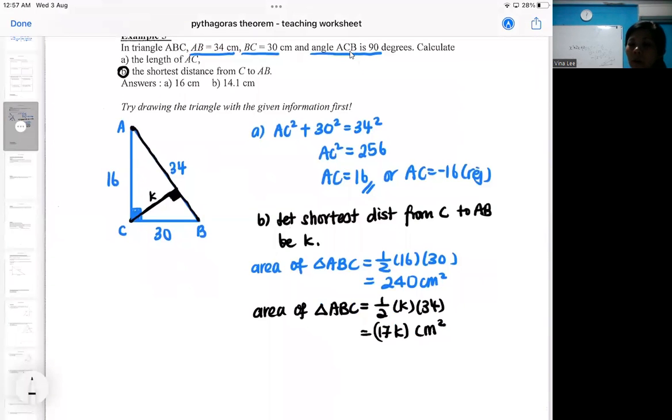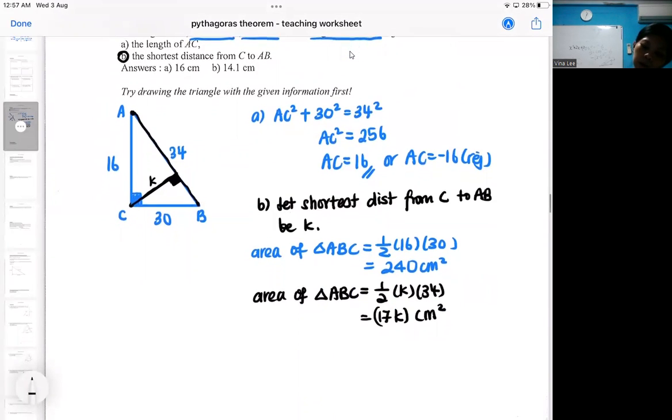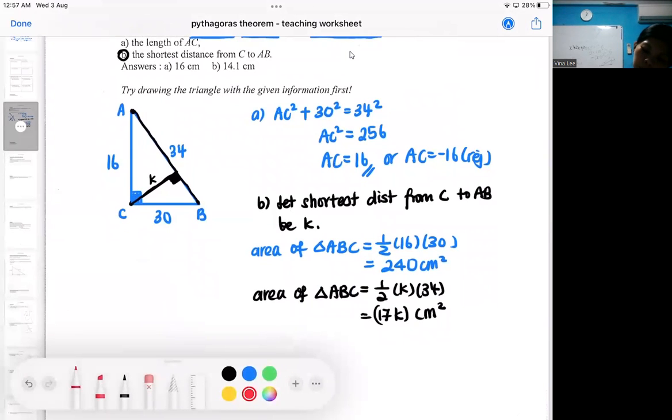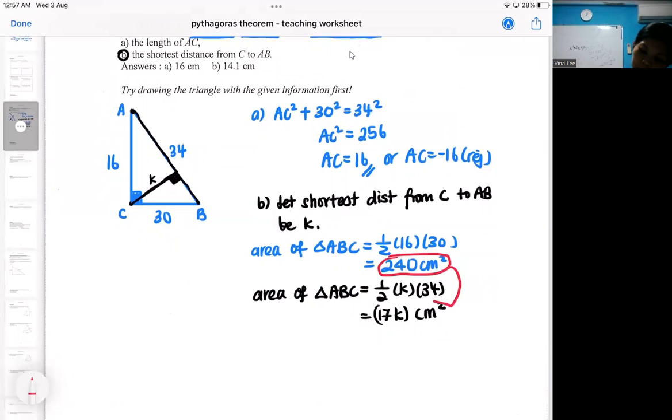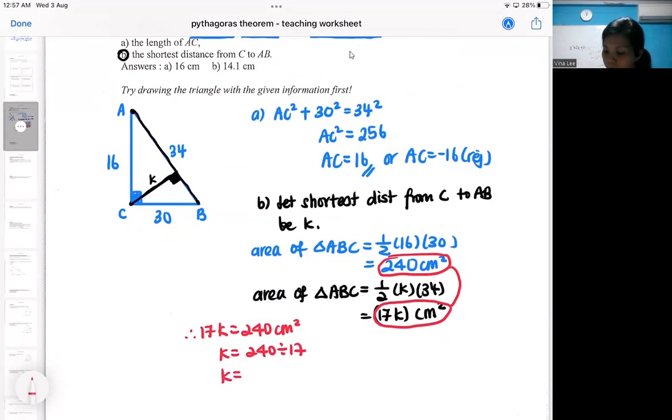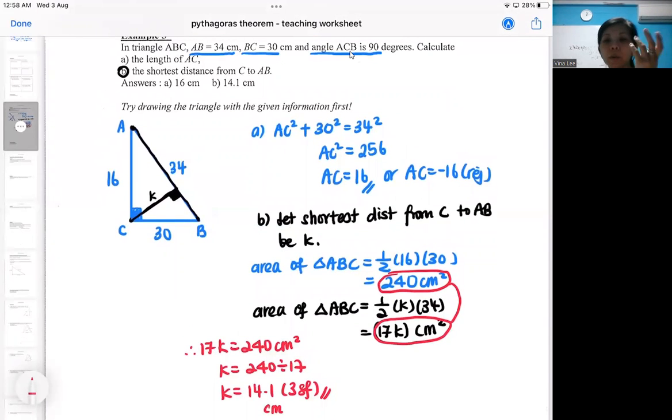The whole idea is we are using different 90 degrees to do half times base times height, but the value should be the same. They should be the same value because we are talking about the same triangle. This is what I'll call the area method. You do half times base times height for each of the 90 degrees that you can see. So the shortest distance is 14.1 centimeters. This is what we call the area method.